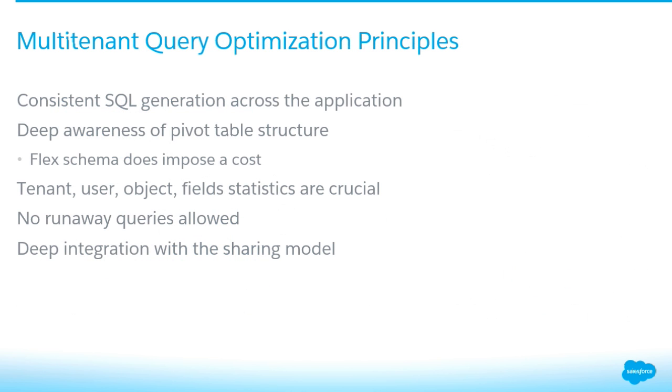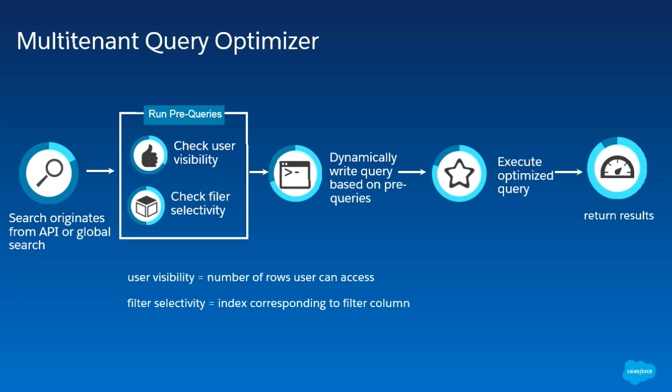And we do a lot of stuff to make the optimizer work as well. So query optimization is something that's very, very important. So let's go through and actually see how this works in detail. What we do is, you type a query in or have Apex do a query for you, and we'll actually do some pre-queries on the database under the covers. We check to see what fields you can see, what records you can see, and also what you've used with the filter selectivity.